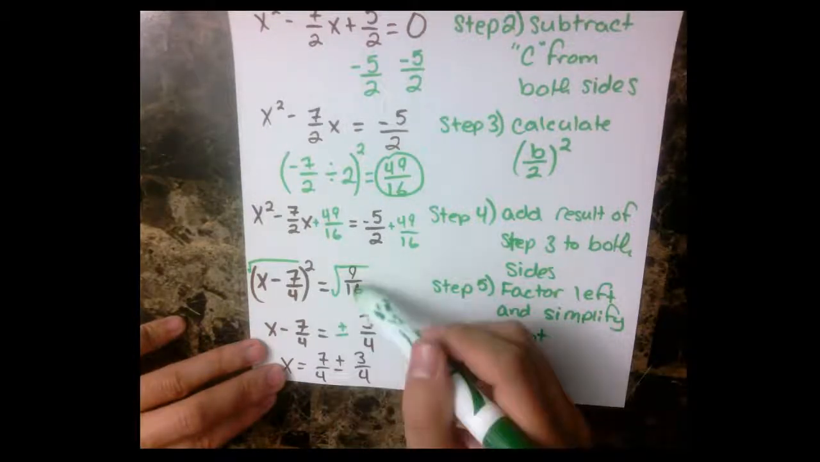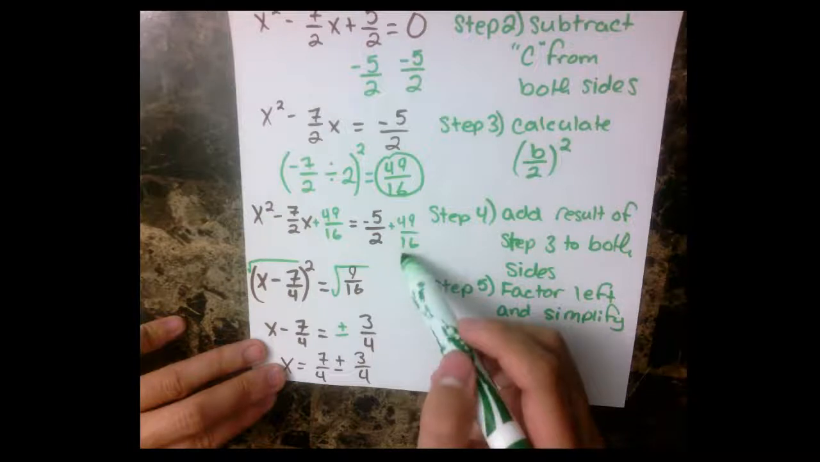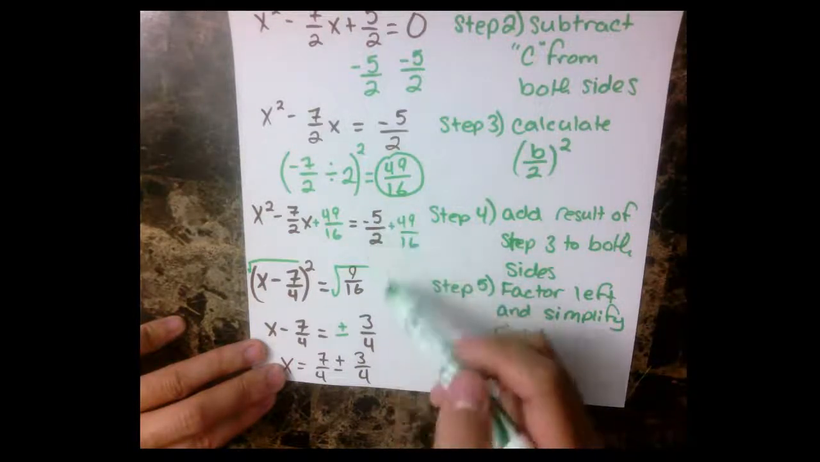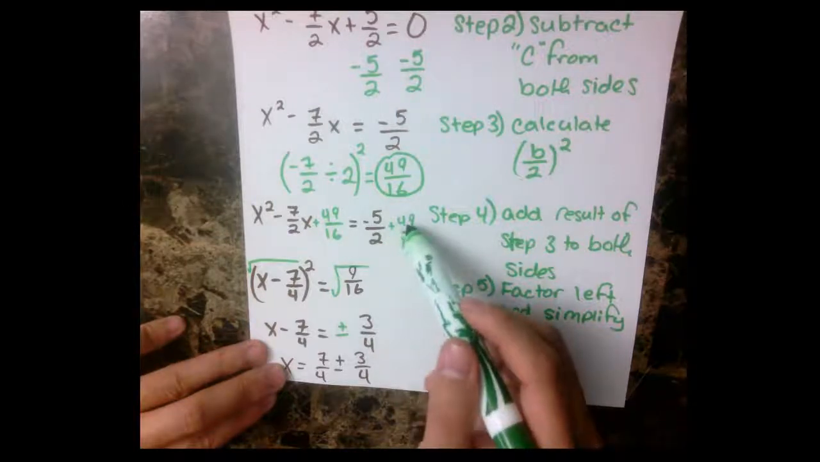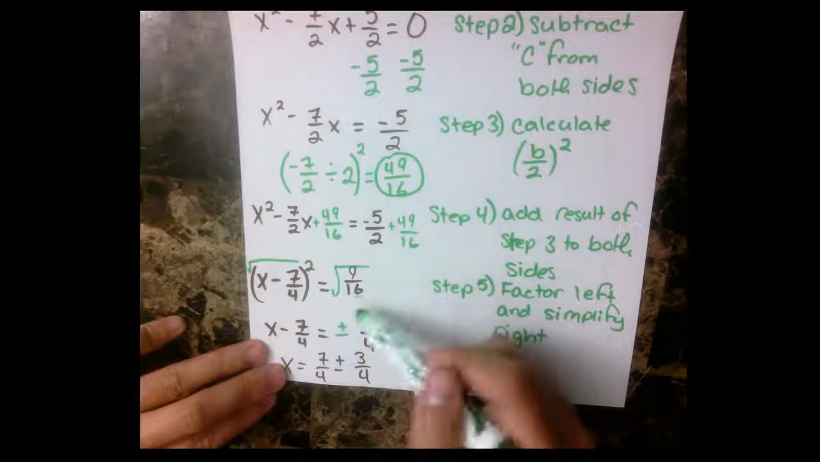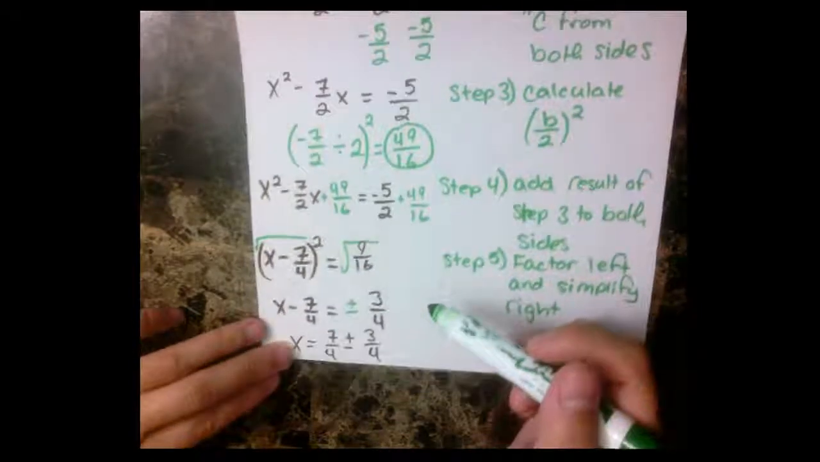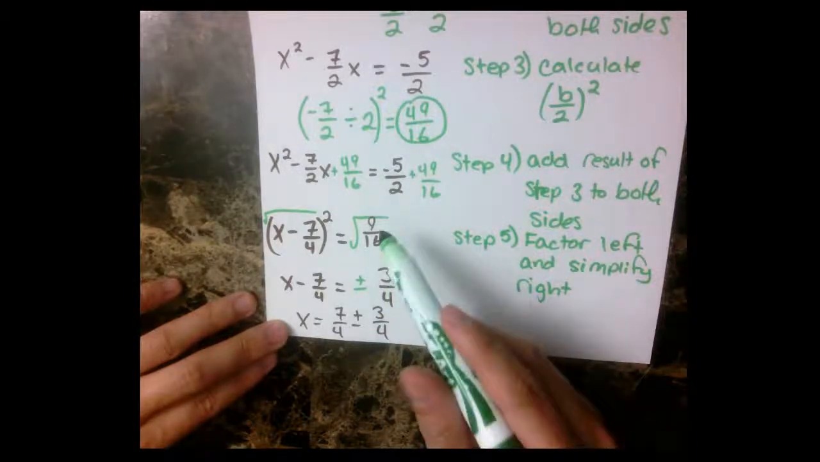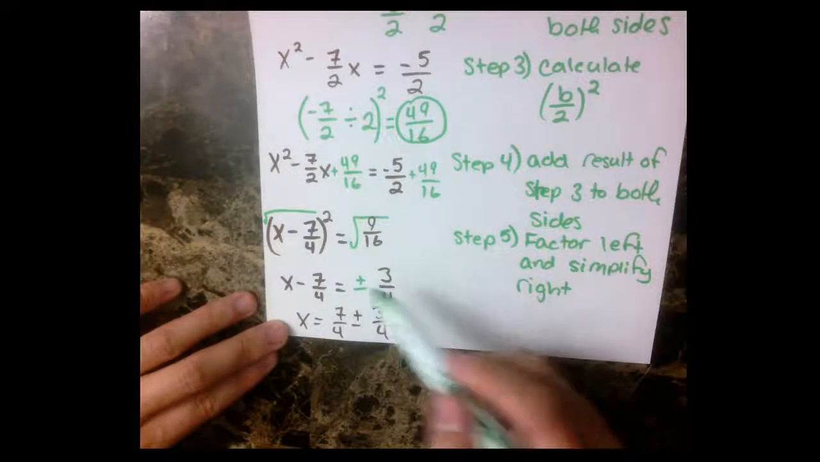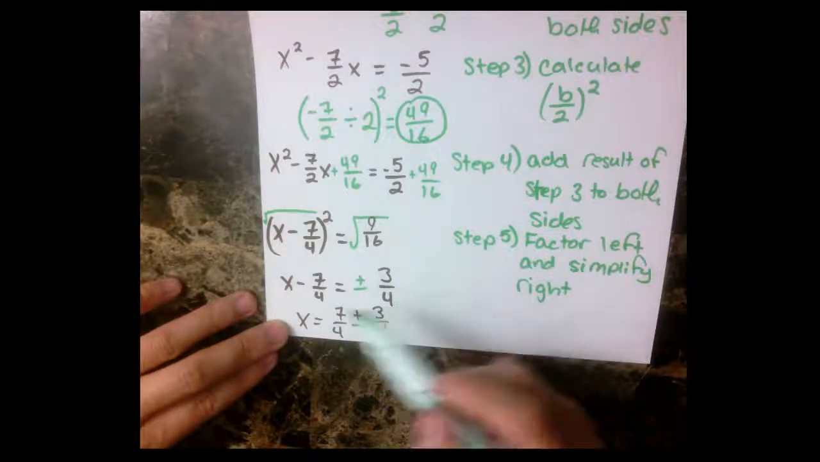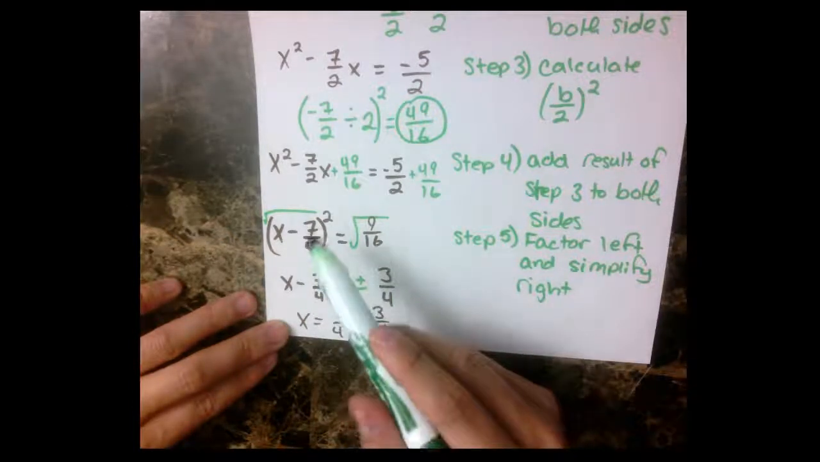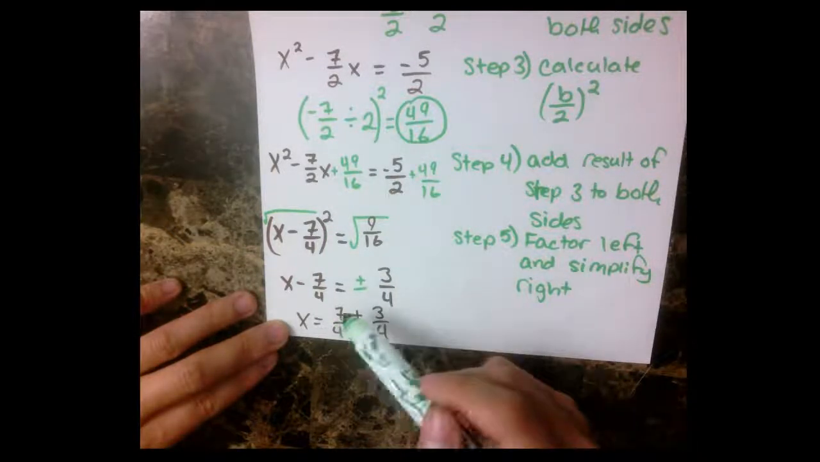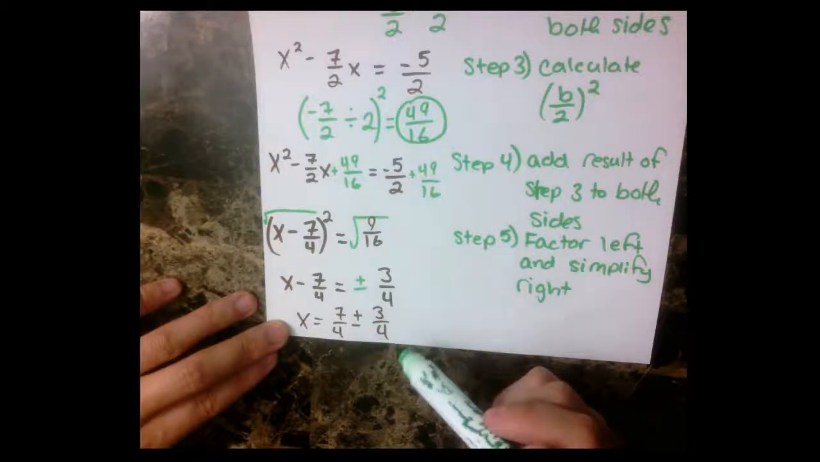Okay, and then over here I simplified by making this, remember your least common denominator is 16, so I had to multiply by 8 over 8, which makes this negative 40 over 16. Negative 40 plus 49 is a 9 over 16. And then we're just going to go ahead and take the square root of 9/16. This is that part that we've already done. Plus or minus the square root of 9, 3, square root of 16 is 4. So plus or minus 3 over 4 equals x minus 7/4 because the square root and that square cancel out. Then you have here your x equals 7/4 plus or minus 3/4.